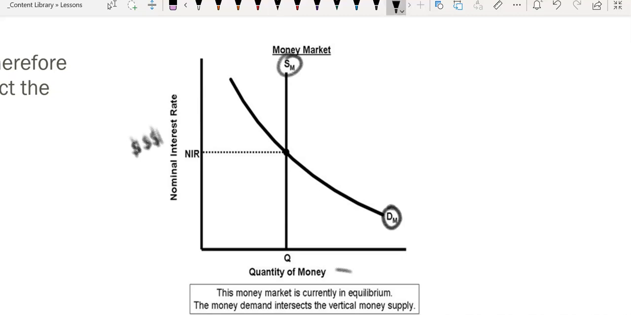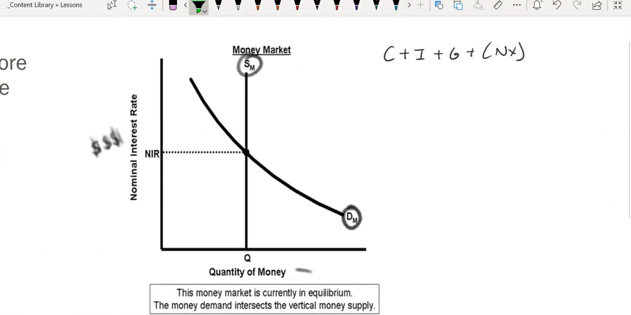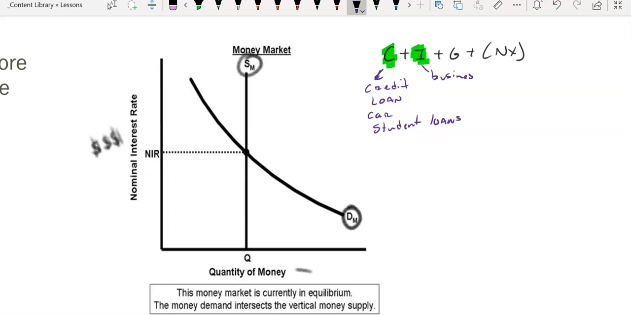So what the Federal Reserve is doing is attempting to manipulate our real GDP equation by targeting investment and interest-based consumption. So things like credit cards, home loans, car loans, student loans, things like that. All right. So over here we're targeting consumers. Over here we're targeting businesses primarily.